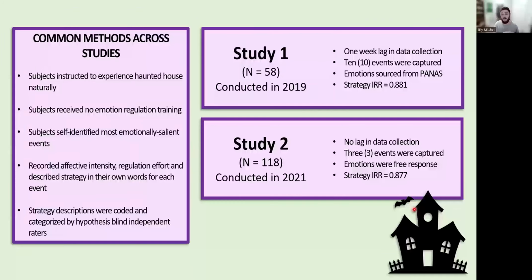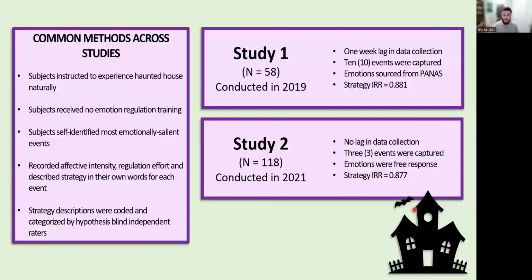Instead, after completing the haunted house, each participant self-identified events from within the haunted house that were most emotionally salient to them. They then reported which emotions they felt, how intense those emotions were, and how they attempted to self-regulate, if at all, in their own words. The regulation descriptions were reviewed by hypothesis-blind independent raters who were trained using landmark literature from the emotion regulation field. These raters classified each event as containing either reappraisal, distraction, both strategies, or neither strategy.